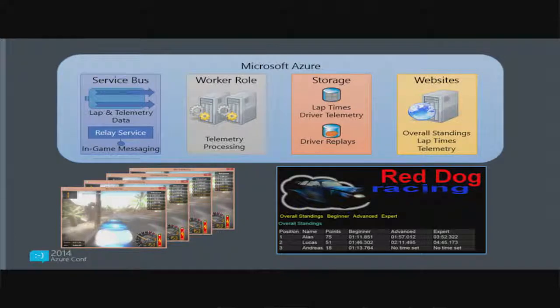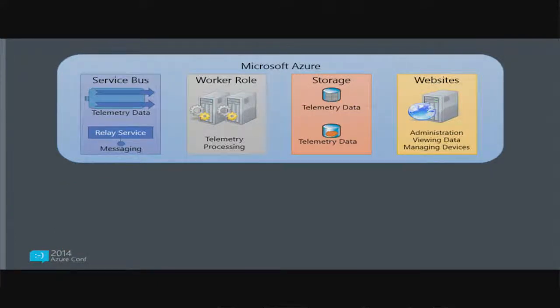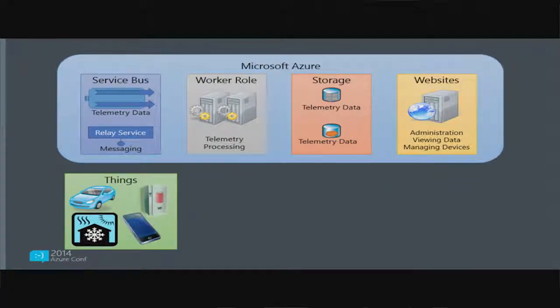Now, when I was creating this architecture, I thought, it's okay for this Red Dog Racing game, but it maybe doesn't meet that many customer scenarios. So I really wanted to think about the architecture that we would build for an Internet of Things scenario. And it's not going to be that much different. We've got various devices running that are generating things like telemetry data, conditioning and monitoring data.